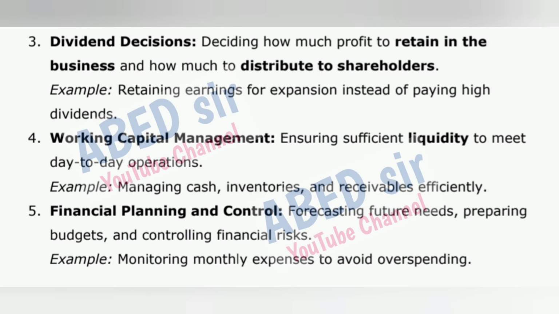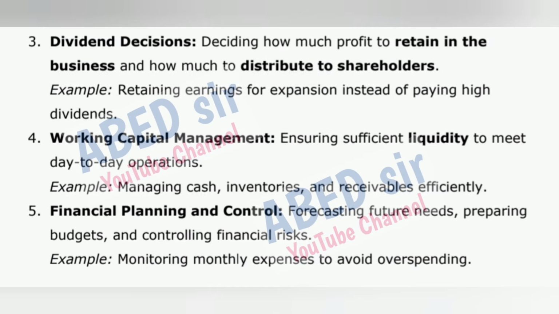3. Dividend decisions, deciding how much profit to retain in the business and how much to distribute to shareholders. Example, retaining earnings for expansion instead of paying high dividends. 4. Working capital management, ensuring sufficient liquidity to meet day-to-day operations. Example, managing cash, inventories, and receivables efficiently.